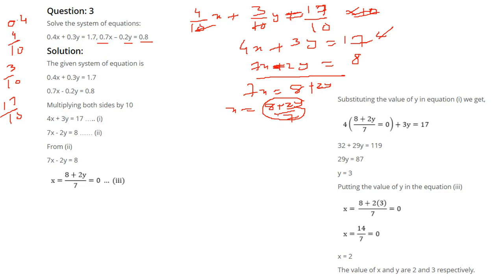Now replace this 8 plus 2y by 7 in this: 4 into 8 plus 2y by 7 plus 3y equal to 17. Now just solve this, try to find y. You get y equal to 3. Now when you get y equal to 3, put y equal to 3 here. You get x equal to 2. This is how we are going to solve it.